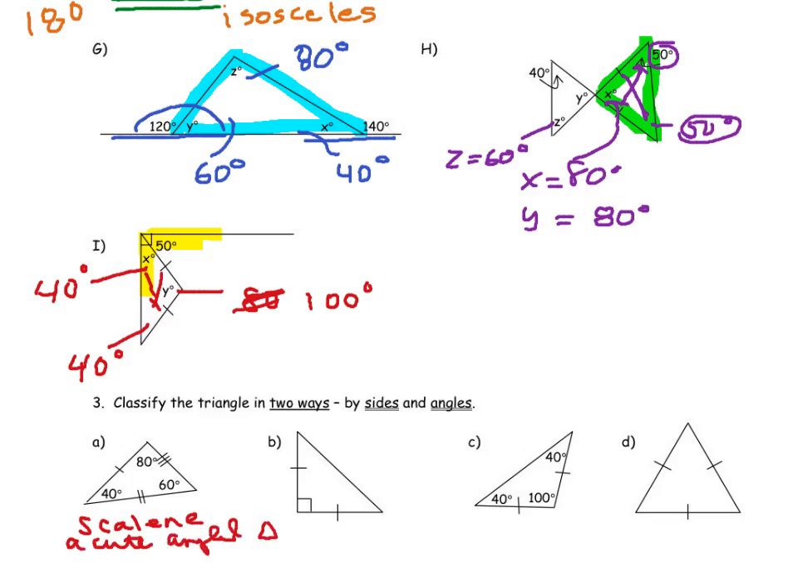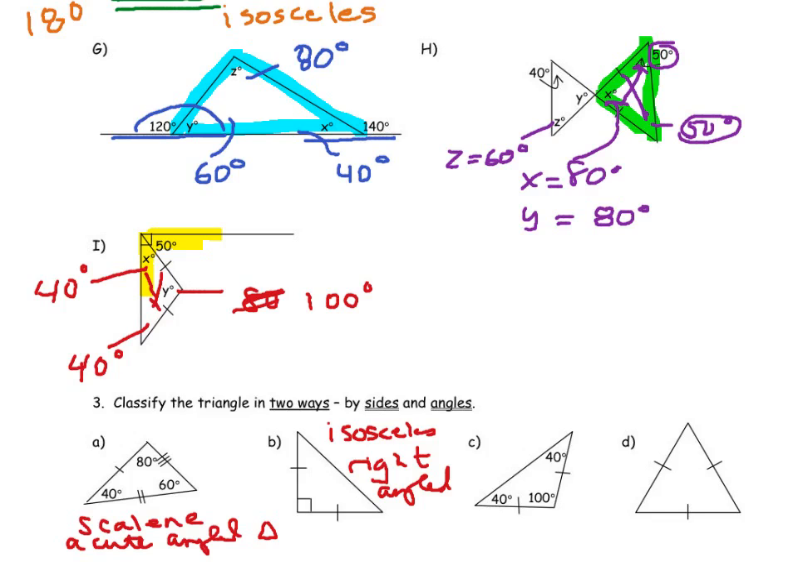Part B, I see 2 equal sides. So classifying it by its sides, it's isosceles. Classifying it by its angle, the biggest angle is a 90, so it could also be called a right angle triangle. Either one of those are correct, but depending on what I ask for, be careful.